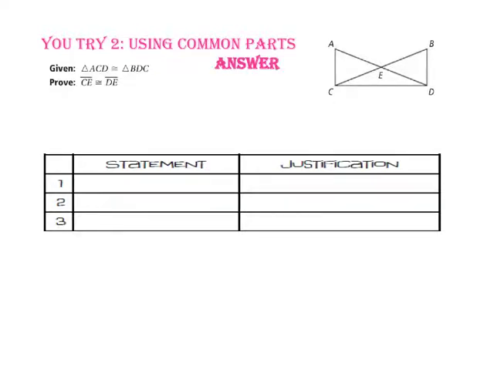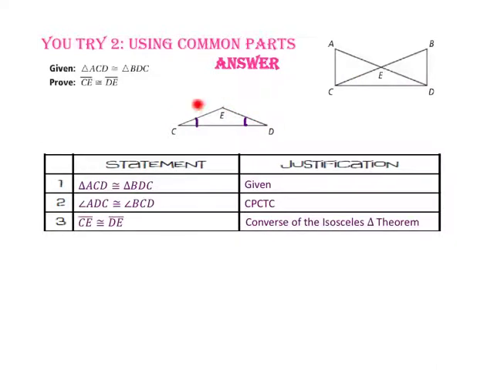Pause the video and do you try number 2. We want to prove that side CE is congruent to side DE. Let's start with the given that triangle ACD is congruent to triangle BDC. Since corresponding parts of congruent triangles are congruent, we know that angle ADC is congruent to angle BCD. And by the converse of the isosceles triangle theorem, side CE is congruent to side DE. Remember, if the base angles of a triangle are congruent, the sides opposite those angles are congruent.